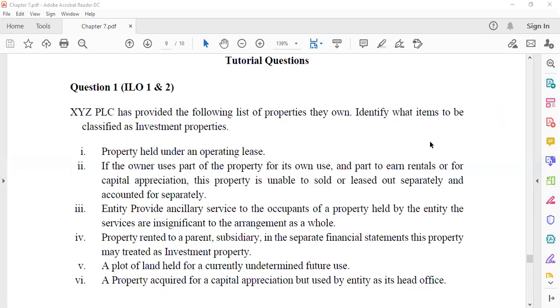Fine. So let's get started with the first question. We will see what it is.